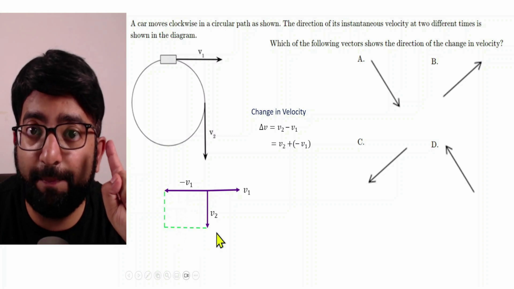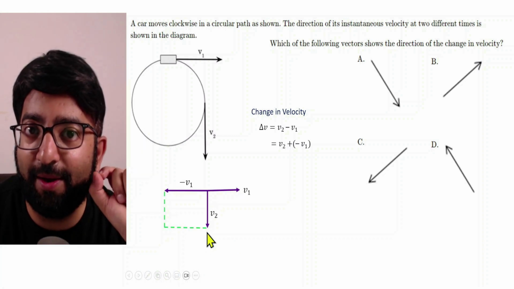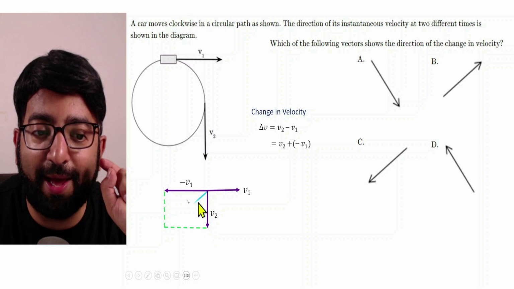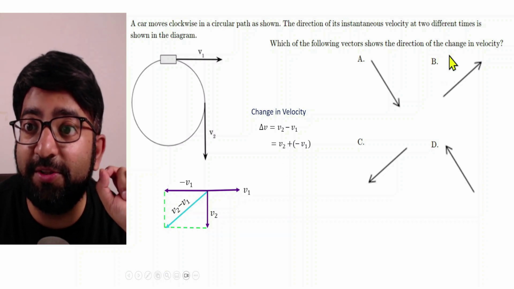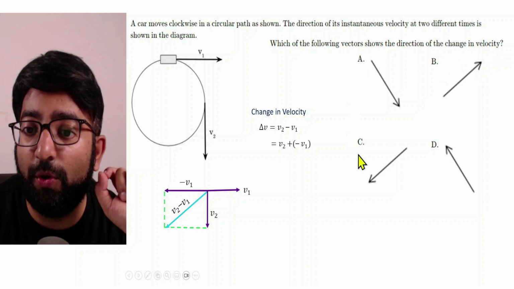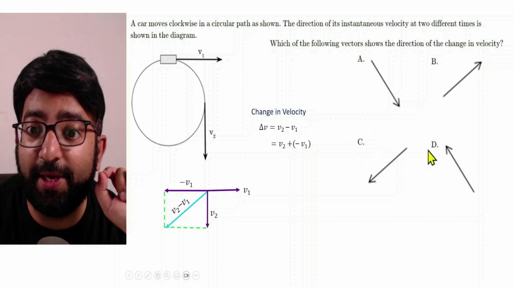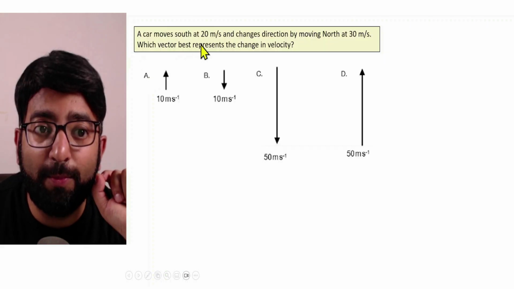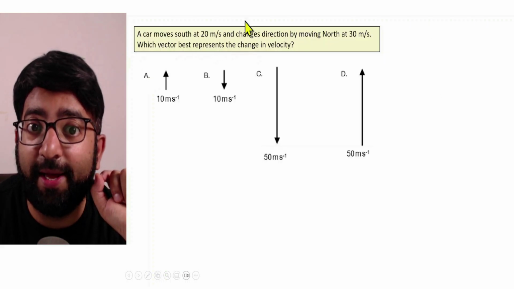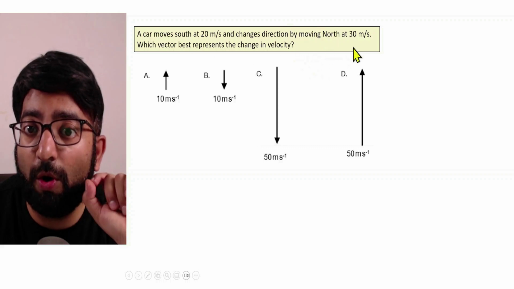Step 1 is to create the parallelogram, which in this case is the rectangle. Step 2 is to draw the diagonal. And this diagonal will give us v2 minus v1, which is the change in velocity. Now if you look at all the options, it is option C which matches with this direction, and hence the answer is C.